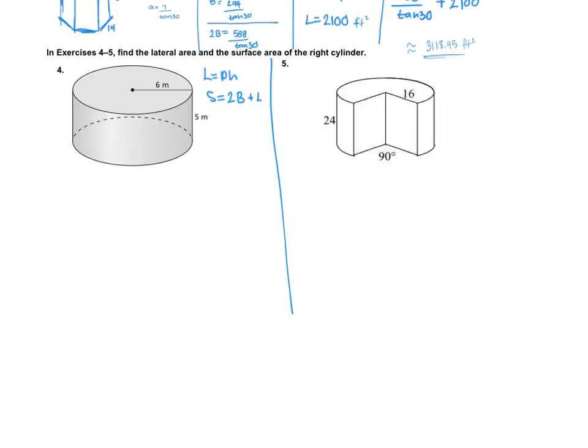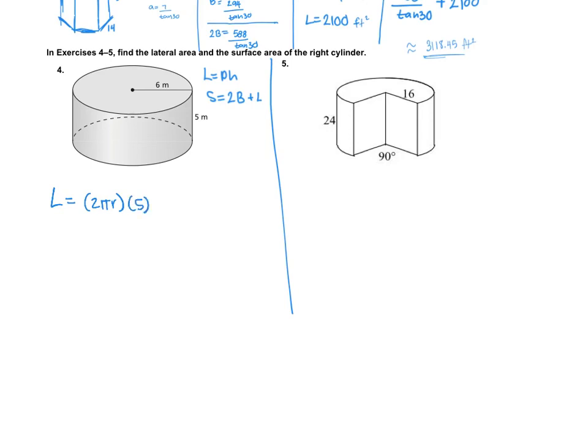Okay, so for these next two, we're finding the lateral and surface area of these right cylinders. Now, this first one's relatively simple. Again, I'm going to use the basic formulas: the lateral area equals perimeter times height, and the surface area equals 2 base plus the lateral area. Since this is a cylinder, I know that my perimeter is basically going to be my circumference, so it's going to be 2 pi r, and then times my height, which in this case is 5.